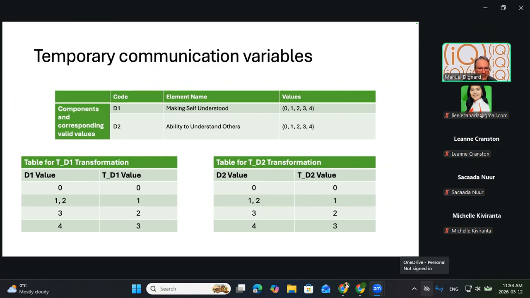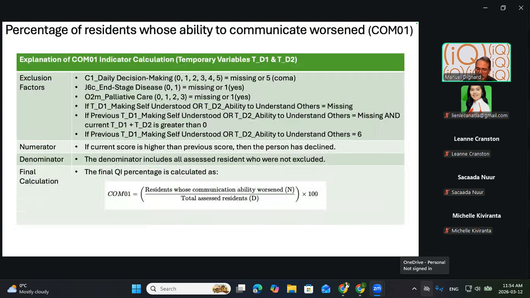All right, communication variables, we are familiar with these. They're the exact same as previously. All right, so we're looking at decline in communication, right? It's part of the decline incidence indicators. It's again essentially the mirror image of the improved one.